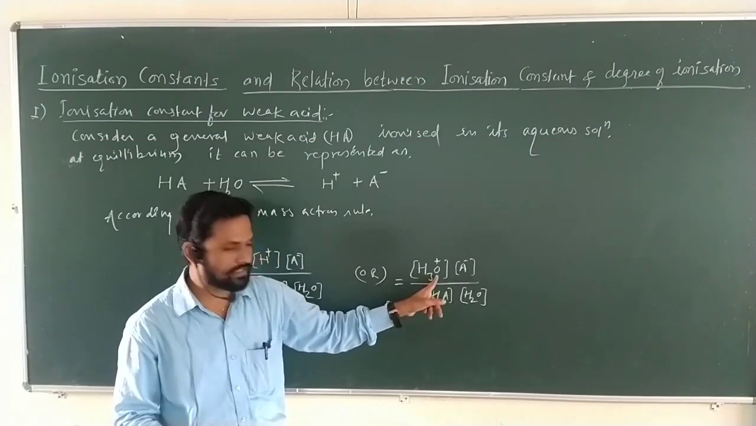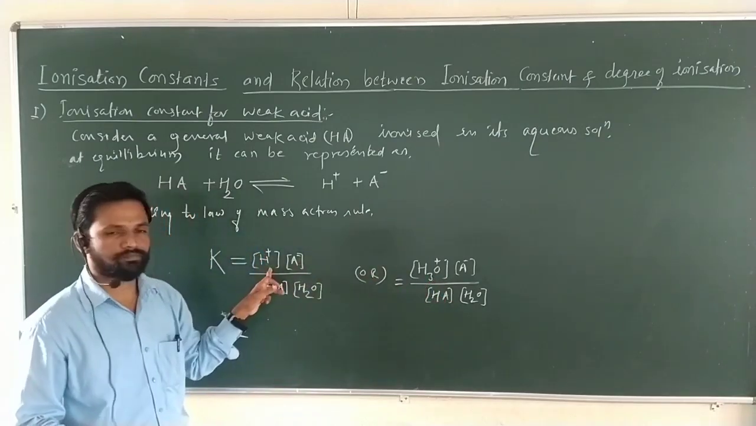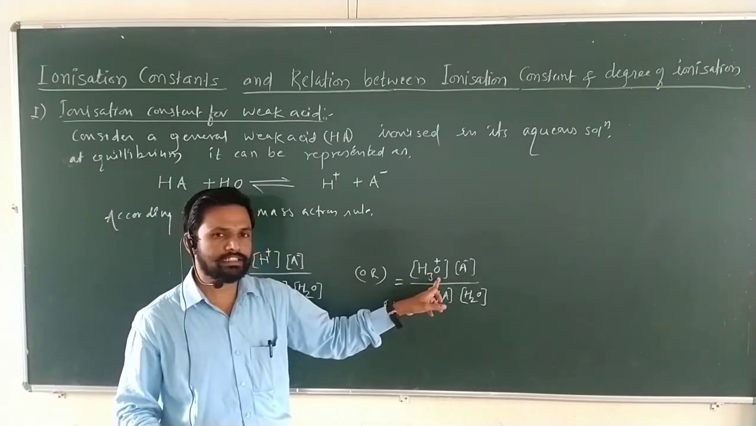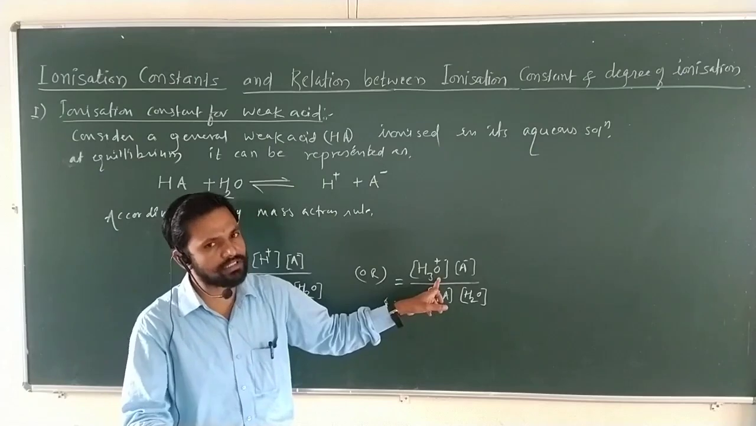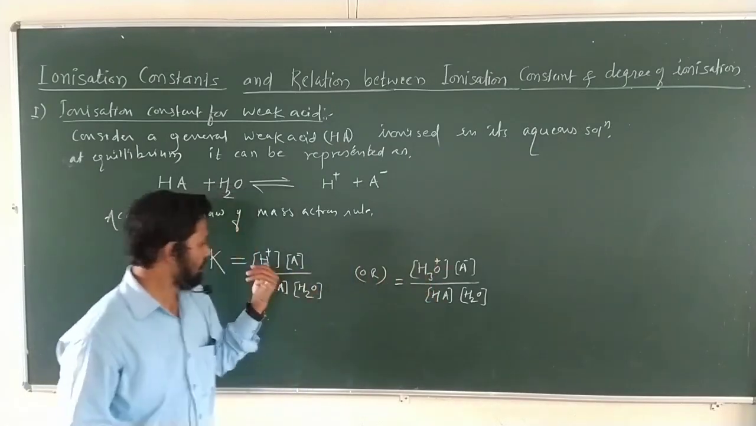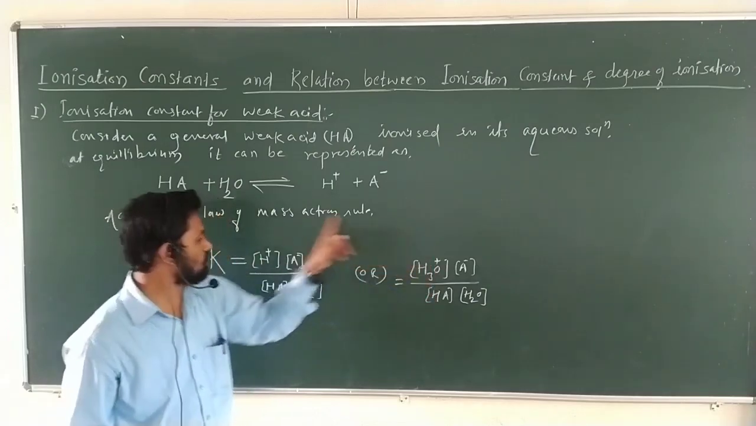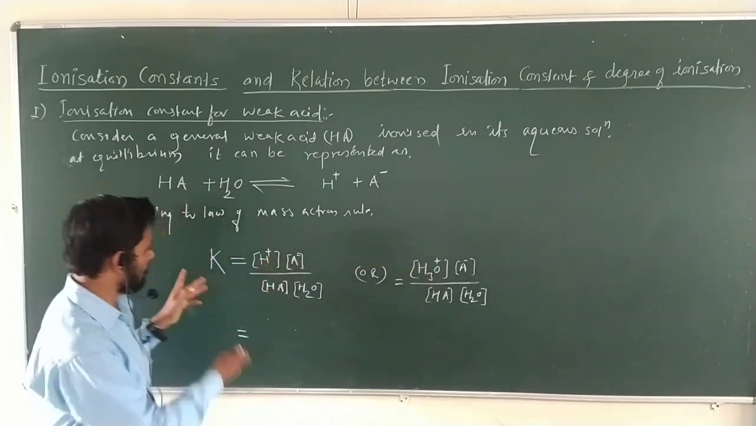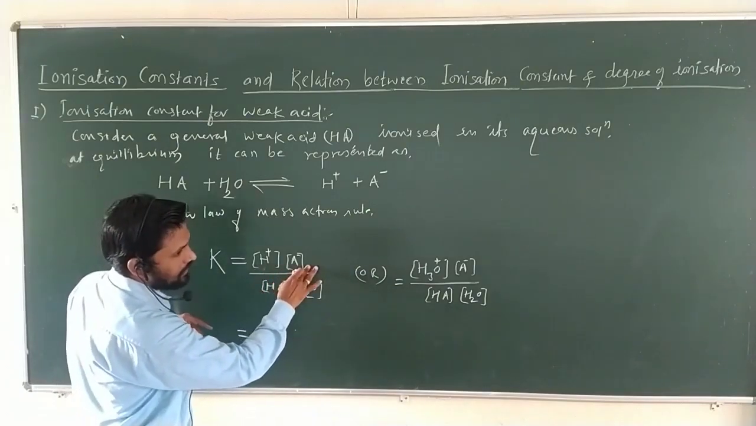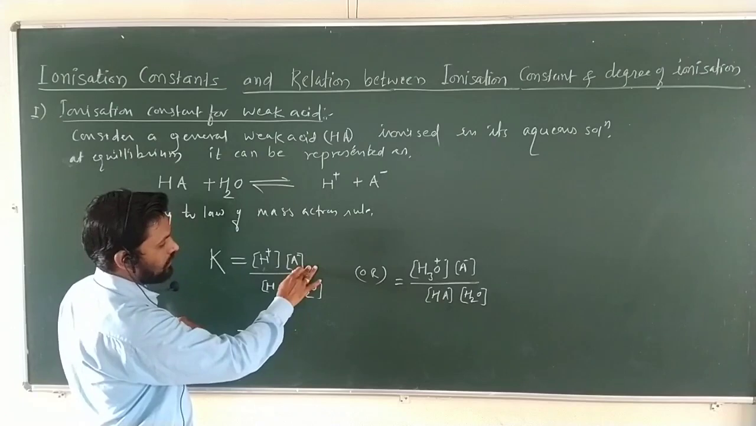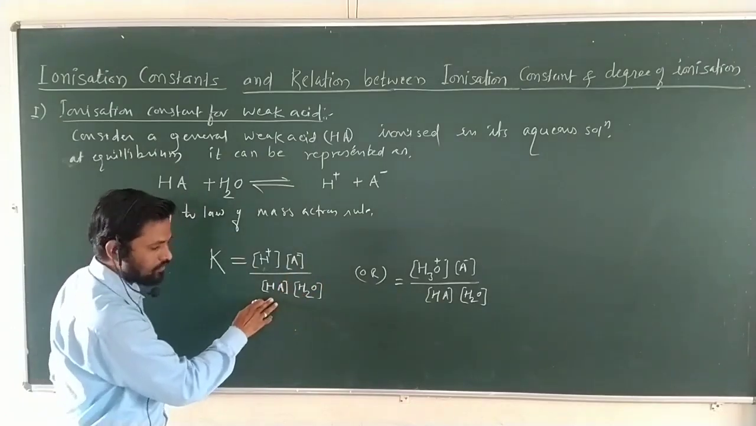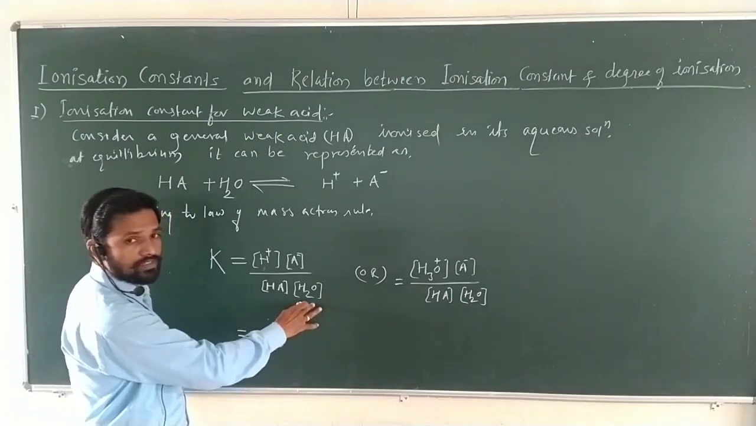Whether this concentration of H3O is nothing but the concentration of H plus. Getting my point? Here the molar concentration of the hydronium ion H3O is nothing but H plus; both are the same. So simply can I write K equal to the molar concentration of H plus multiplied by A negative, that is the anion concentration, divided by the unionized concentration of the weak electrolyte and the concentration of the water.